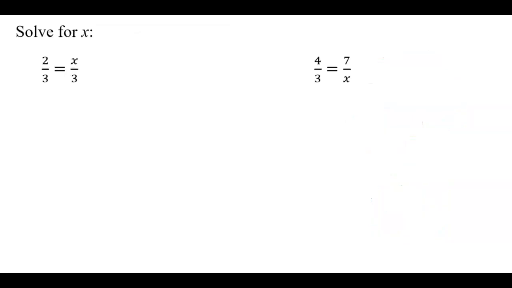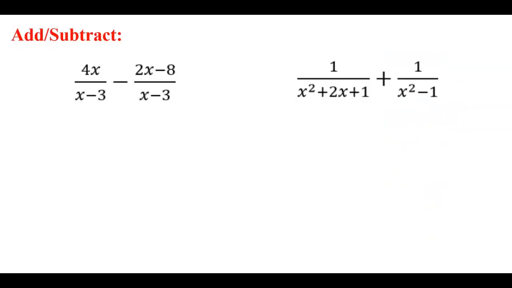Okay, so we're going to apply that to, I'm going to skip this for a second, and I'll come back to this, but we're going to apply that to our polynomial versions. So here, this first example, I'll give you a second to write it down, or if you need to pause the video. So we have 4x over x minus 3 minus 2x minus 8 over x minus 3.